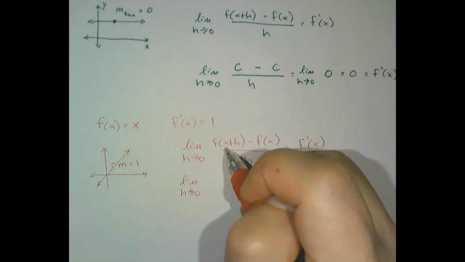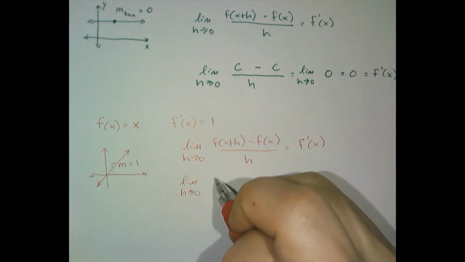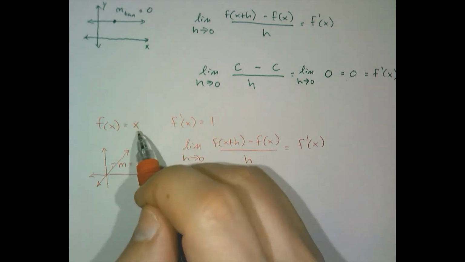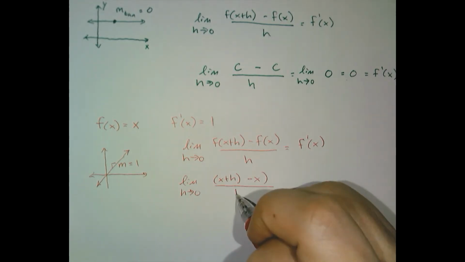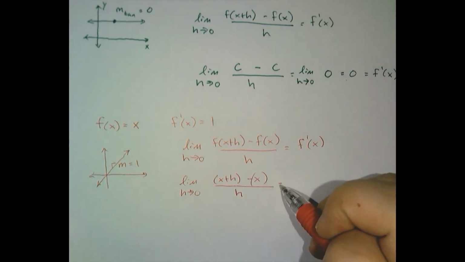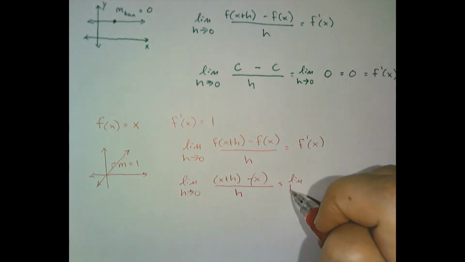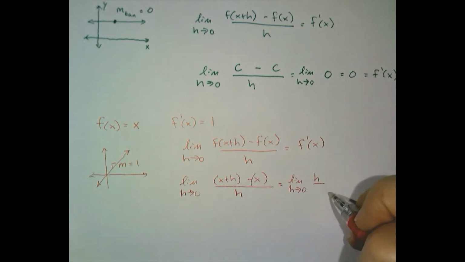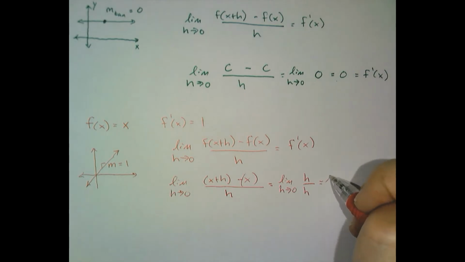F of x plus h means plug x plus h wherever you have a variable, and we have one variable here. F of x means plug x in wherever we have a variable, so we have that one variable. And this is all over h. If we were to simplify this expression, x plus h minus x in the numerator is h, and we still have that h in the denominator. And h over h simplifies to 1.